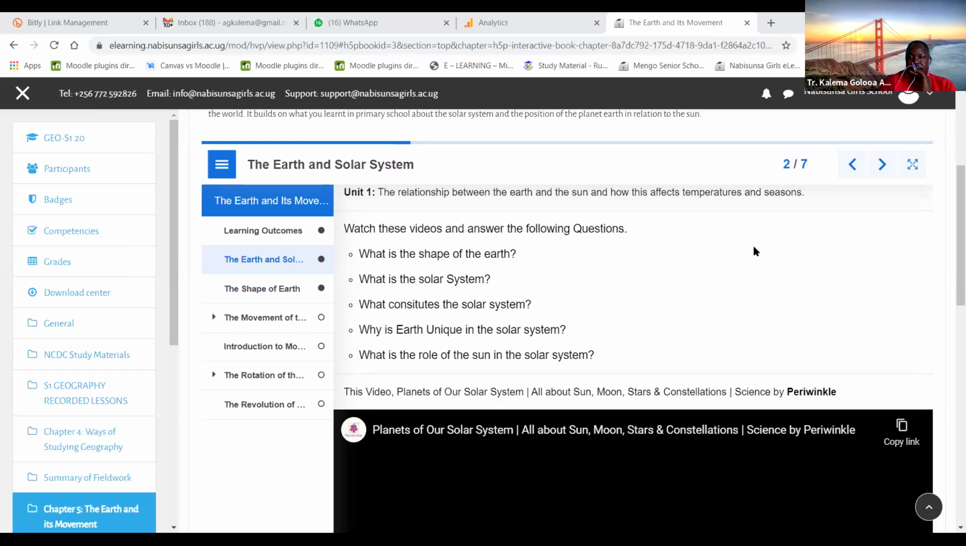Do we have another person who differs? So it is not just the planets, but it is the sun. I repeat the question. We said, what is the solar system?